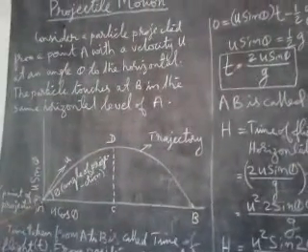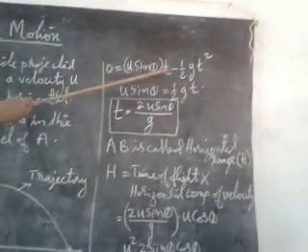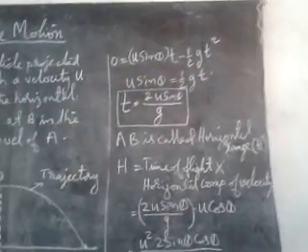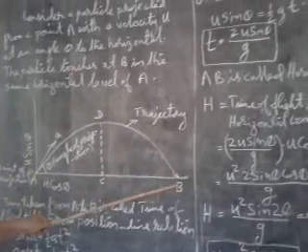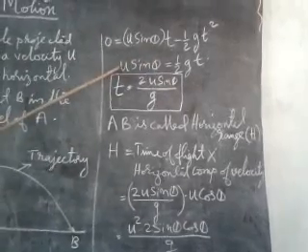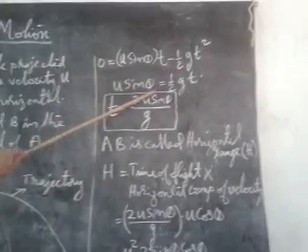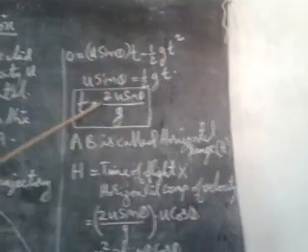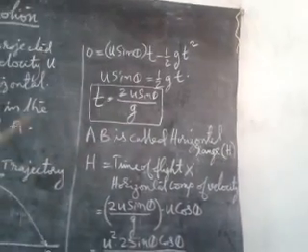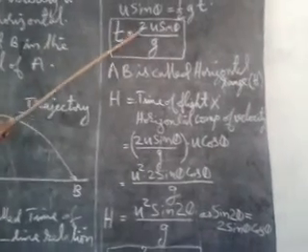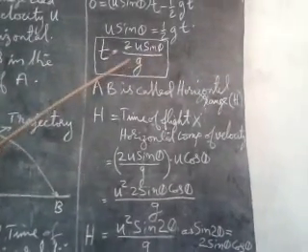Here u means u sin theta, the vertical velocity, into t minus half gt square, where t is called the time of flight, the time taken to travel from A to B along this trajectory. Then ut minus half gt square becomes u sin theta equals half gt. So the time of flight t equals 2u sin theta by g. So the time taken from A to B is called the time of flight. It is found by 2u sin theta by g.